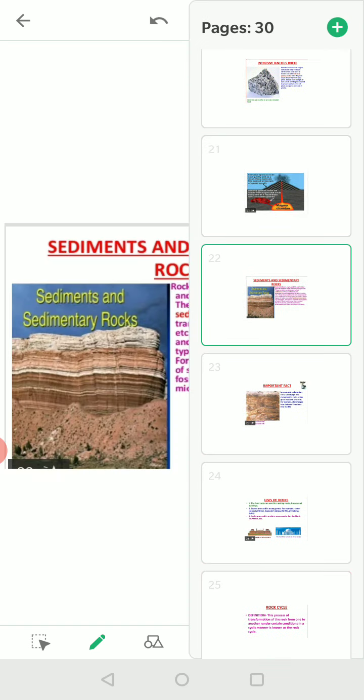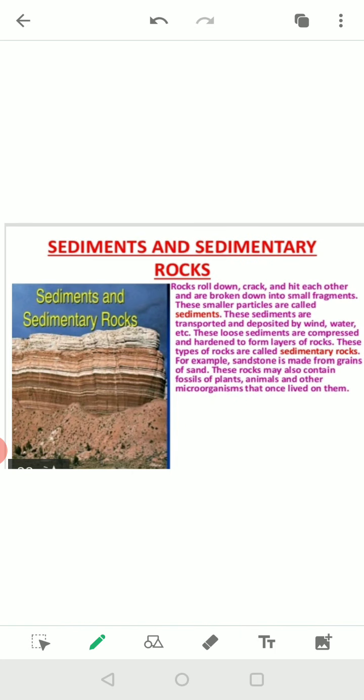Okay, next thing is sediments and sedimentary rocks. Now rocks roll down, crack, hit each other and break down into small fragments. These smaller particles are called sediments. See, the weathering process you might have seen, especially in the rainy seasons.